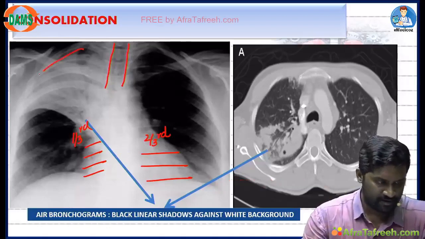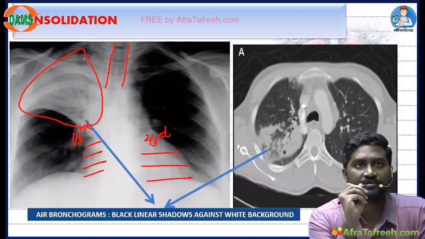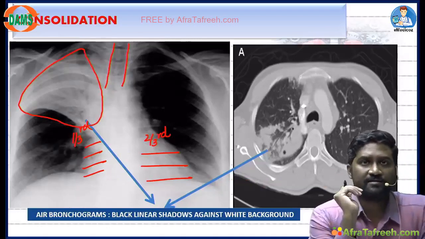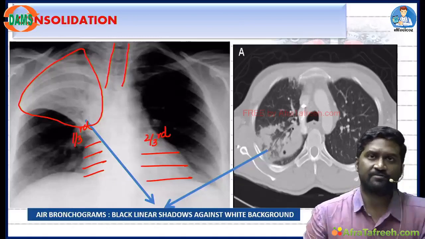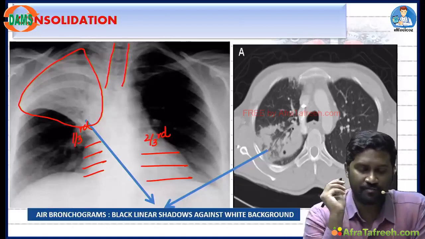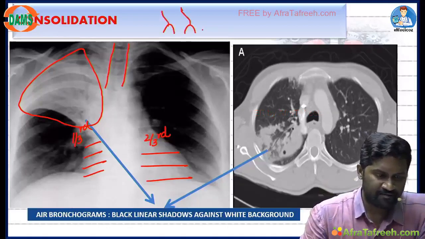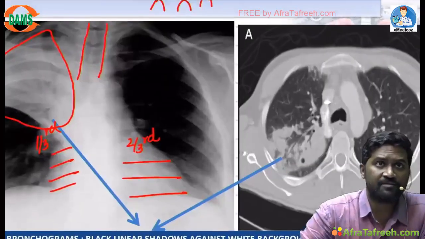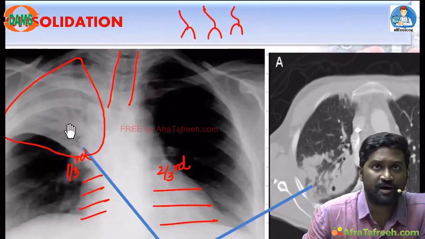Now you are seeing a density here. You feel it is consolidation. How to exactly tell it is consolidation? Within that density, to call it consolidation, you should be able to notice that air bronchogram sign. So can you see some branched bronchi within that density, students? Can you see here? These are all the branched bronchi.